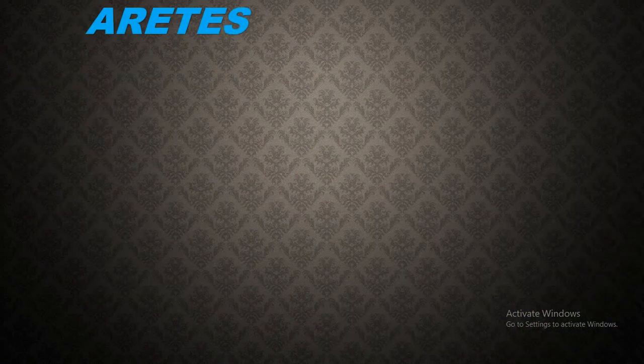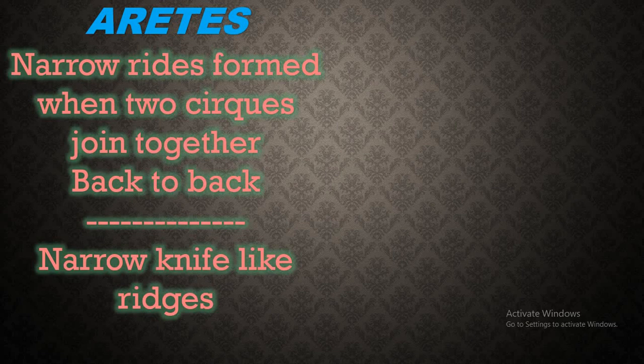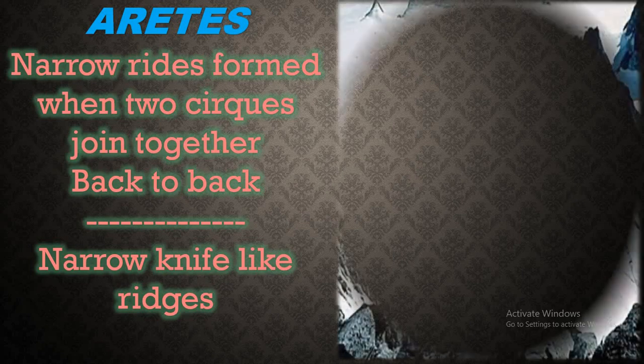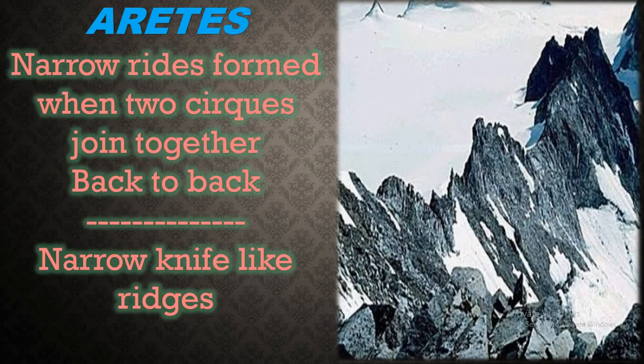The next one is the arête. These are narrow ridges formed when two cirques join together back to back and get eroded by the glaciers. When it gets eroded, it looks like narrow knife-like ridges. Okay, children? So when these narrow knife-like ridges get eroded, everything, the granules, the ice, everything goes down to the valley.